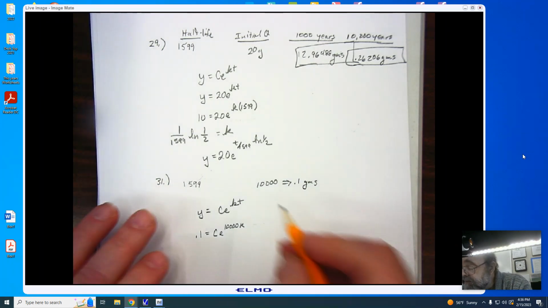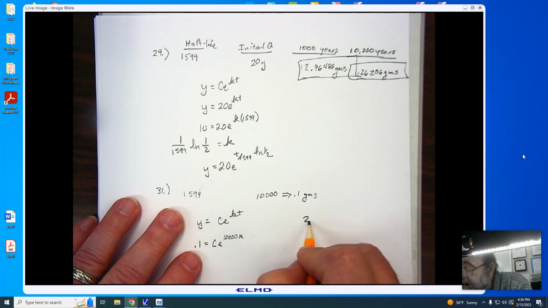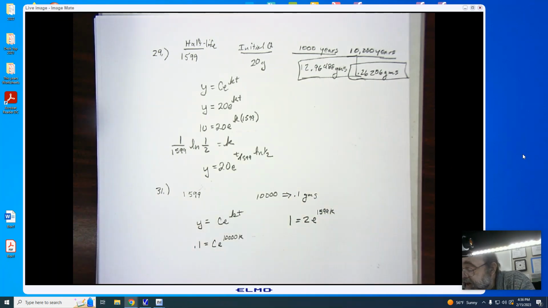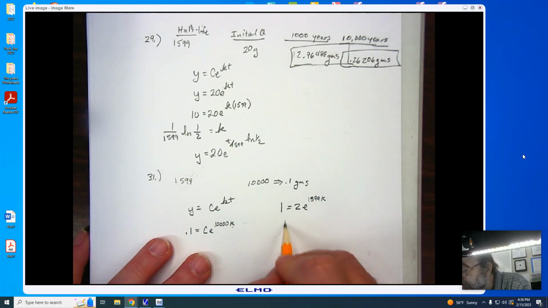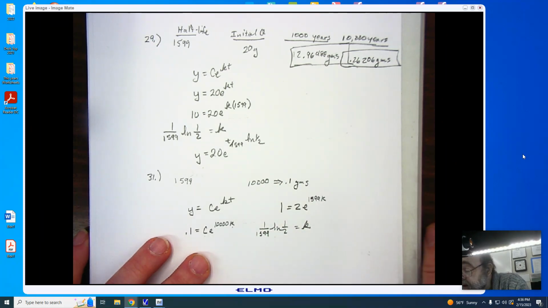And we know that if I have half-life, then if I had 2 grams, I have 1 gram, and it took 1,599 years to get that. This is what's going to give me the k that I'm going to place here, that will allow me to find C, that will allow me to find my equation. Okay, so here we go. We're going to start off with the 1/2 natural log, 1 over 1,599 equaling k. Notice it's the same thing.